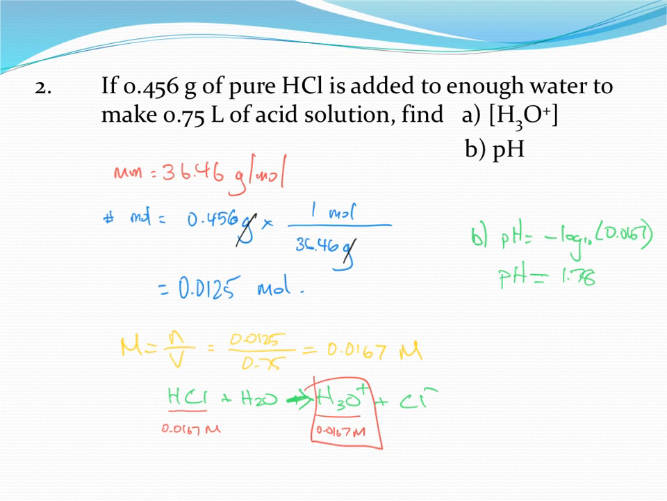So once again, for this question, we found the molar mass of hydrochloric acid. We found the number of moles by dividing the mass of our sample by the molar mass. And then we divided the number of moles by the volume of water, and that gave us a molarity of 0.0167 of hydrochloric acid, which happens to be the same as the hydronium ion concentration, which answers part A. Okay? All right.